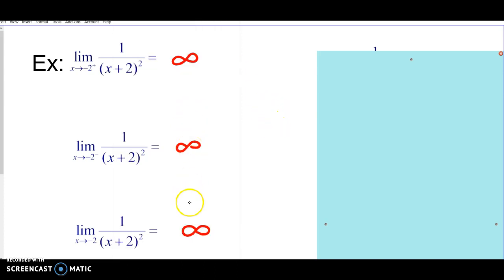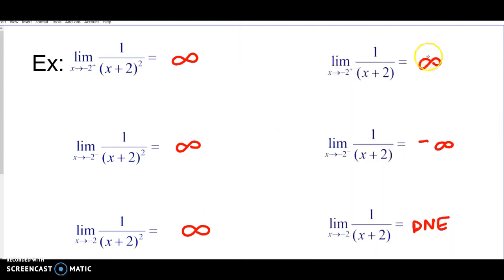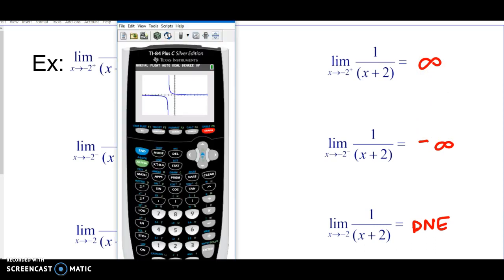Again, these are descriptive limits. Let's look at this one. And notice that the limit as x approaches negative 2 from the right is infinity, but when we approach negative 2 from the left, it's negative infinity, which therefore means that the limit does not exist. Again, graphically speaking, I have this in my calculator. We're approaching negative 2 from the left, approaching negative 2 from the right. Doesn't approach the same value, so it doesn't exist.